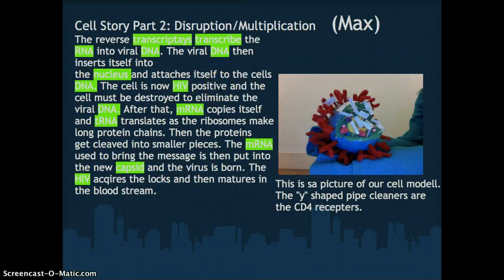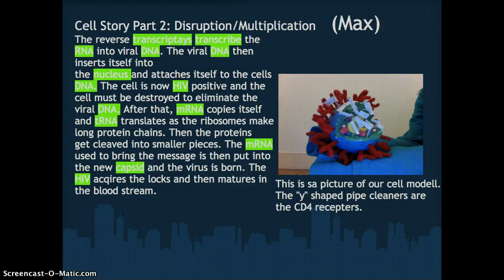The reverse transcriptase transcribes the RNA into viral DNA. The viral DNA then inserts itself into the nucleus and attaches itself to the cell's DNA. The cell is now HIV positive, and the cell must be destroyed to eliminate the viral DNA. After that, mRNA copies the viral DNA, and tRNA translates as the ribosomes make long protein chains.